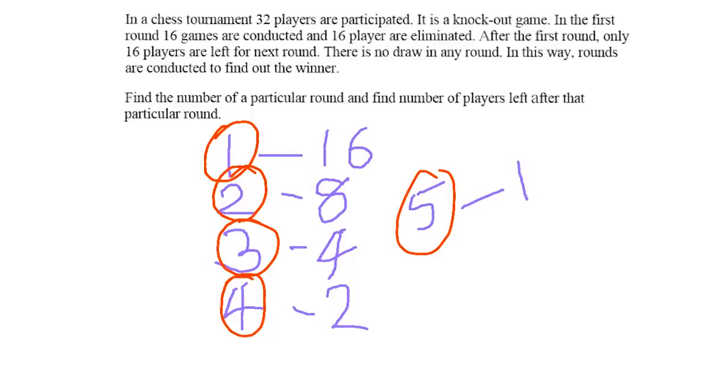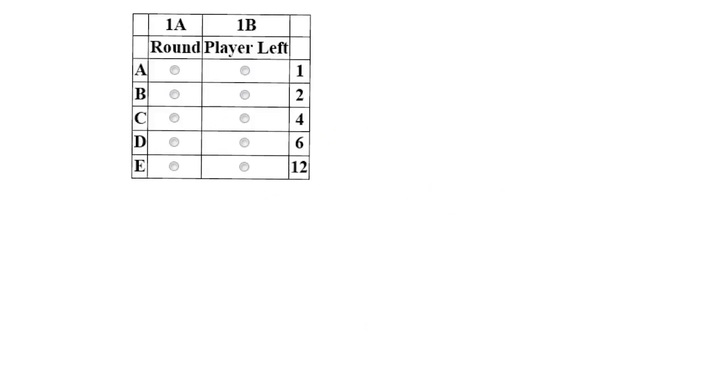So for the first choice, we have 5 options. They are first, second, third, fourth and fifth. After the fifth round there is no play. For the second choice, we have 5 options. They are 16, 8, 4, 2, and 1. But what are the choices given? We will see those choices first. Here the choices are 1, 2, 4, 6, and 12.